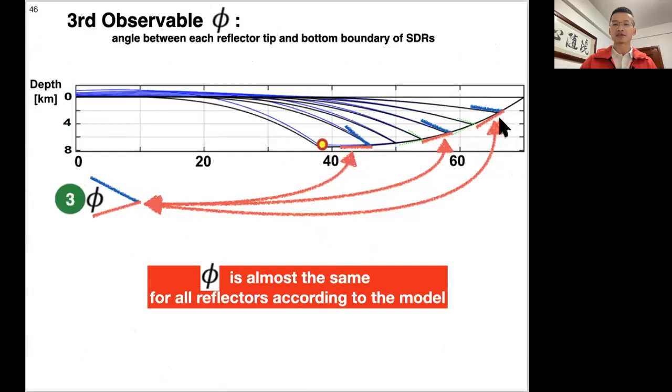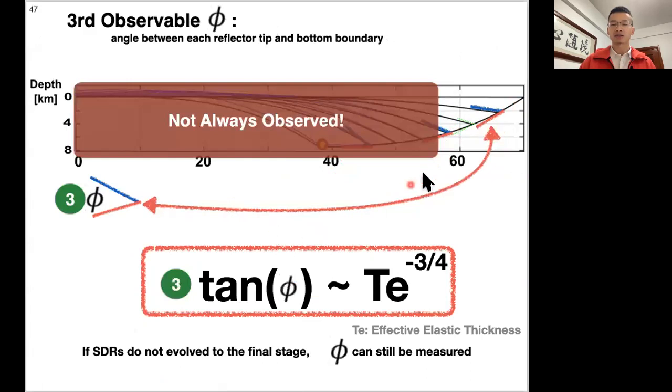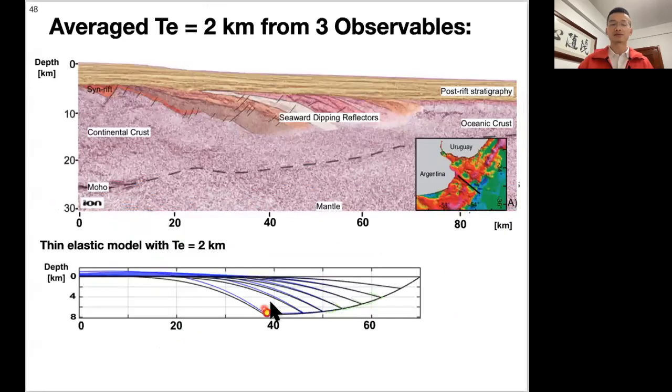As you can see, phi is almost constant along all the reflector tips, which is the angle between reflector tips and the bottom boundary of SDRs. So when this part is not observed, we can measure phi from here, and the tangent of phi is proportional to TE to the power of minus 3/4. Using the three observables, we can estimate an average elastic thickness TE of 2 kilometers from this profile.